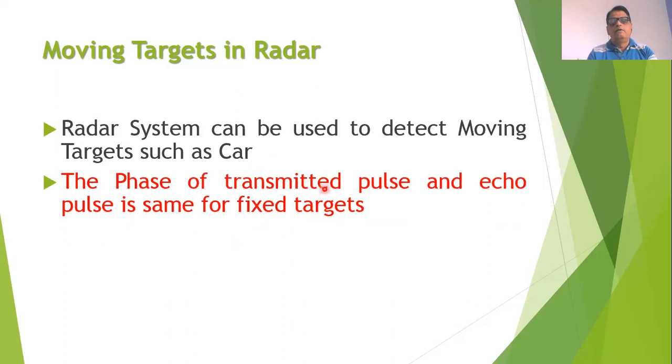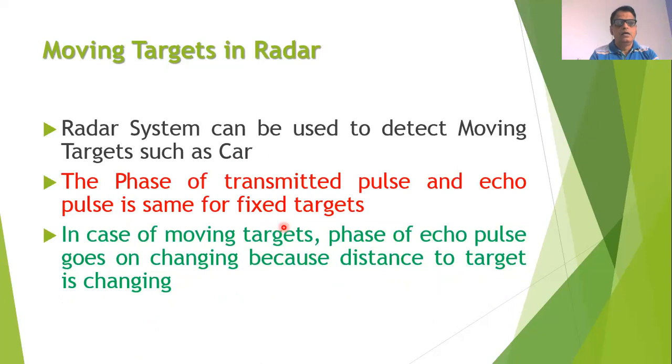You will find that in the case of a stationary object, when the pulse is transmitted from the radar transmitter, the phase of the transmitted pulse and the phase of the reflected echo pulse is the same for fixed targets. But this is not the case for moving targets. You will find that for moving targets, the phase of the echo pulse goes on continuously changing, and this happens because the distance to the target is continuously changing.